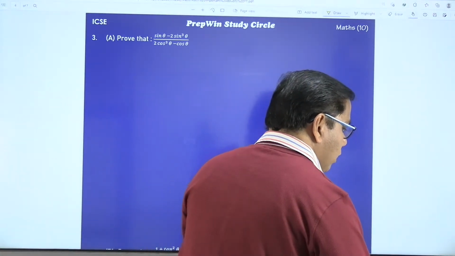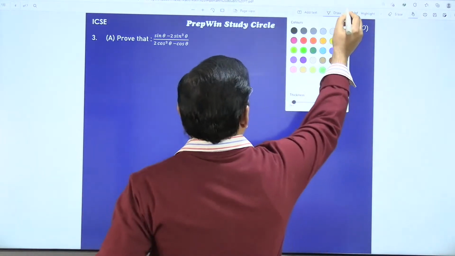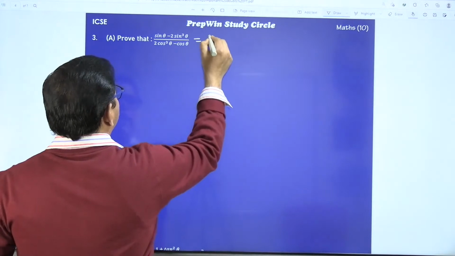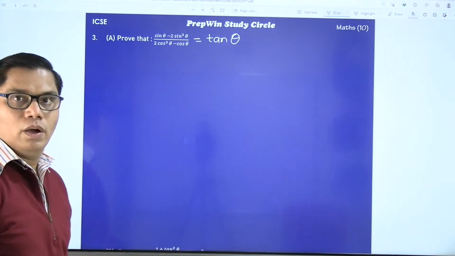Okay. This is a proof. Some printing, it's not a mistake. Only the right hand side is not given. So it is tan theta. The right hand side is tan theta.